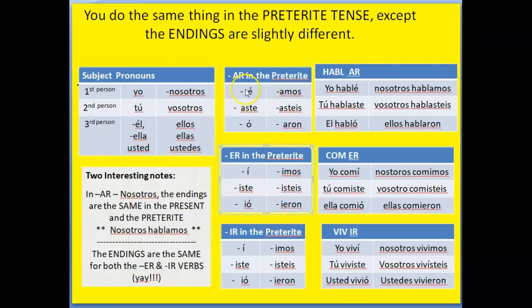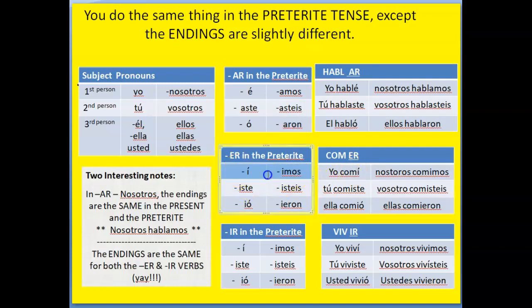The preterite ending for AR verbs is, for the yo form, a stressed E. So with hablar, it'd be yo hablé. For tú, it's aste, and with hablar, it'd be tú hablaste. With the third person singular, él habló, means he spoke yesterday. And then the plural forms, nosotros hablamos, vosotros hablasteis, and ellos hablaron. That ending is aron for the ellos and ustedes form.